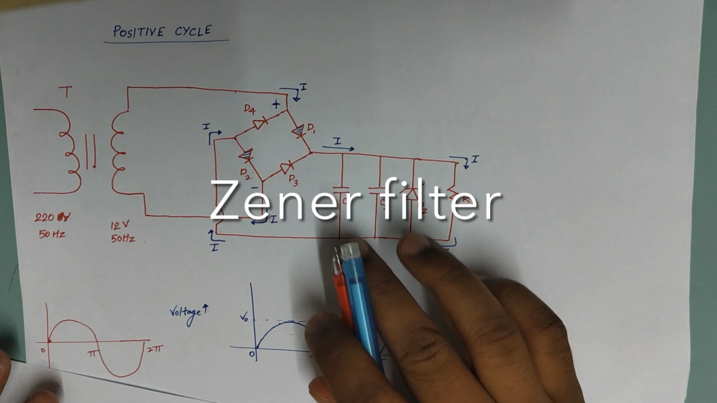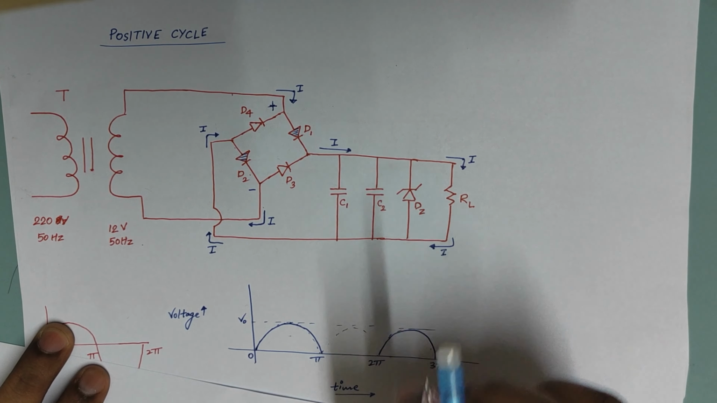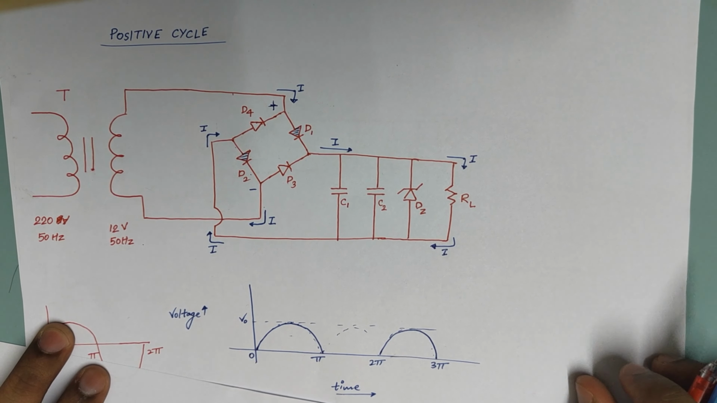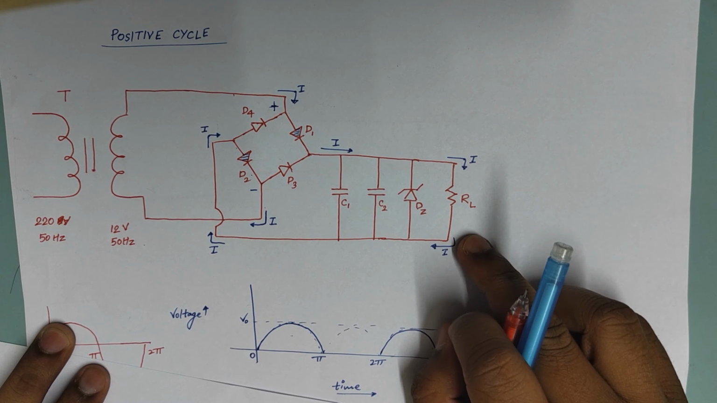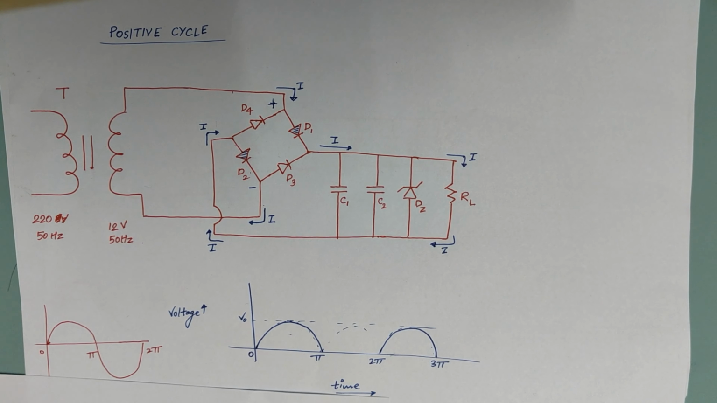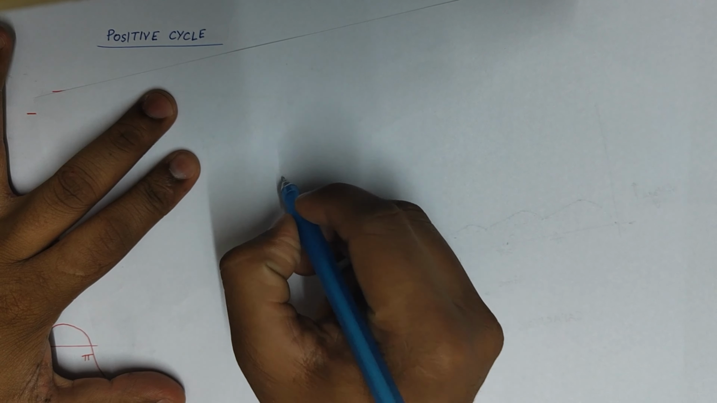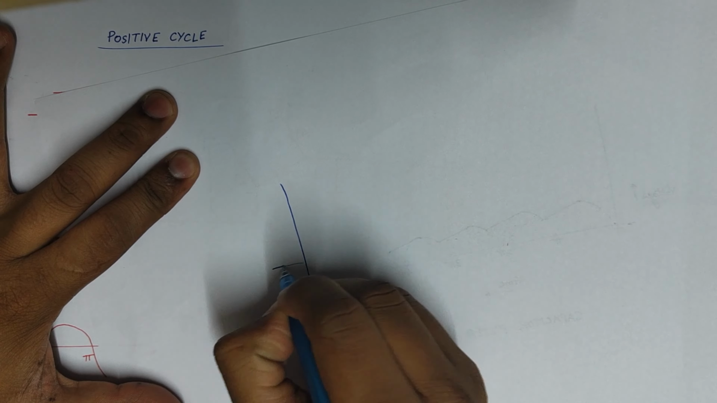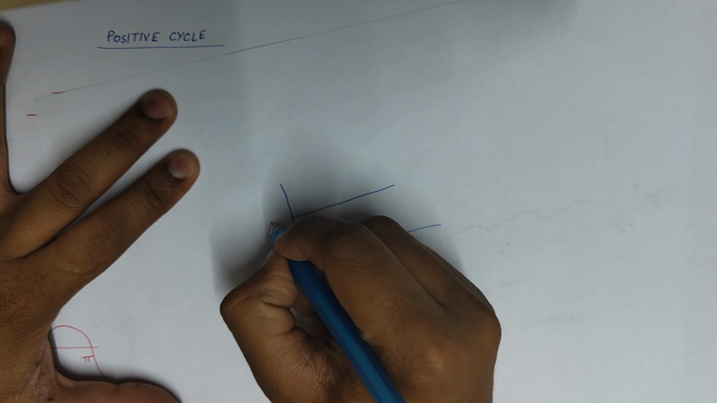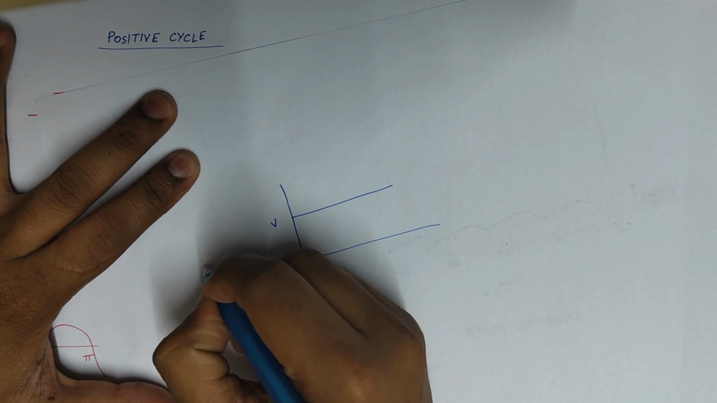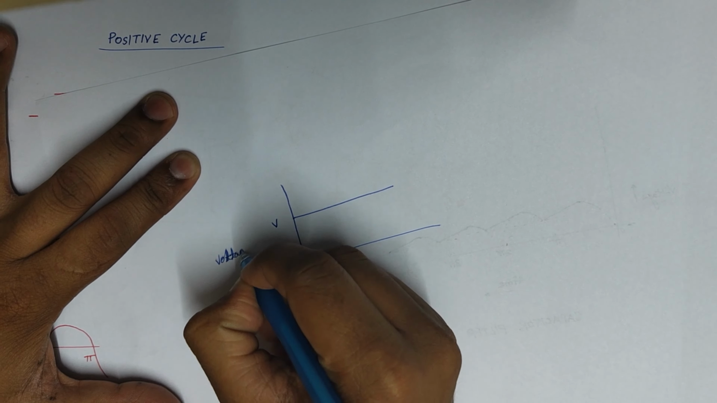Now after these capacitors we have used a Zener diode in reverse bias to provide constant voltage across the output. After using this Zener diode, we will get a graph something like this, where we will receive a constant voltage.